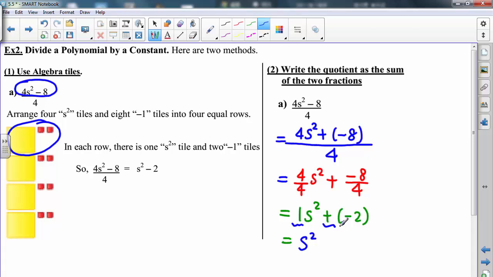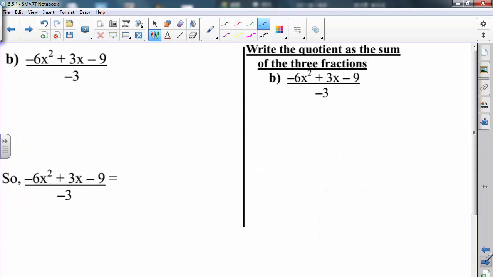Positive negative, you can combine these two signs into a minus sign. So it's x squared minus 2, which is the same as the answer we got from the algebra tiles. Let's look at this one. For this one, I hope you can use the algebra tiles to try yourself, but I only want to introduce the symbolic method.